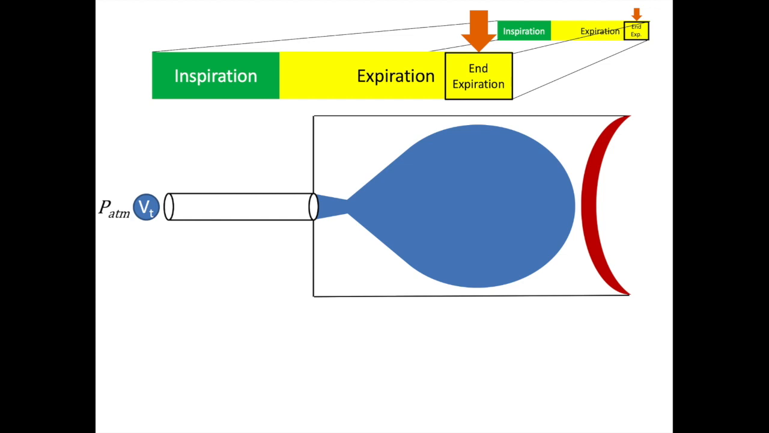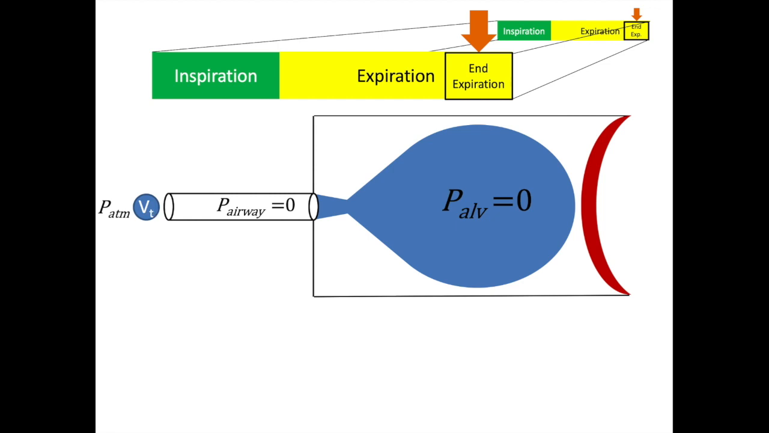The other reason this is important is because there's no more gradient between the atmosphere and the lungs and the airway, right? Meaning there's no greater pressure here or greater pressure here. That means alveolar pressure is 0 and airway pressure is 0, or equal to atmospheric pressure, right?